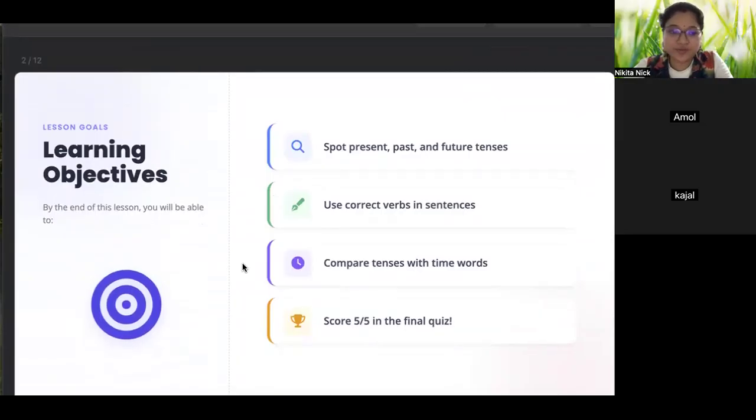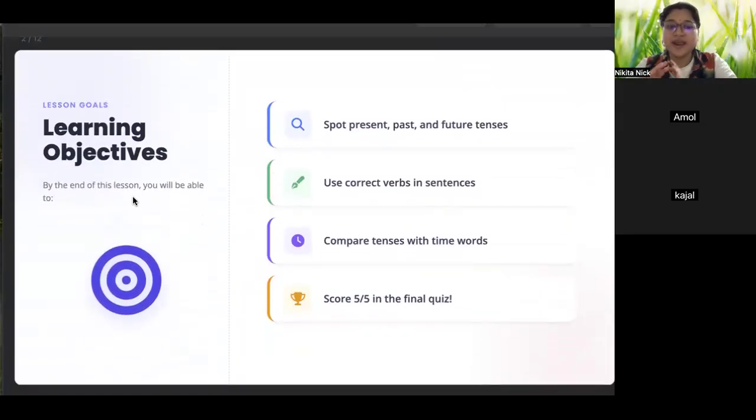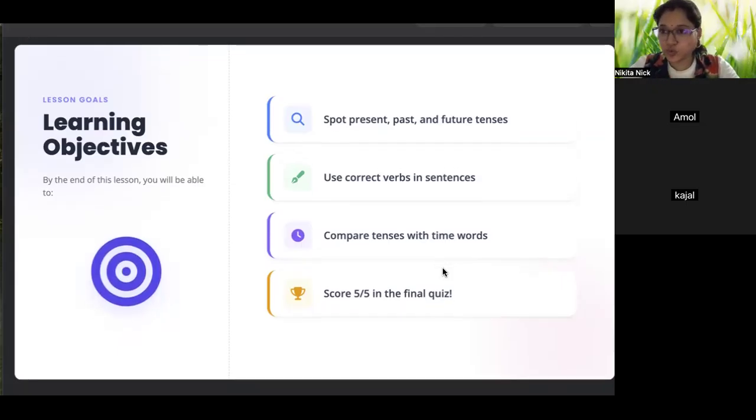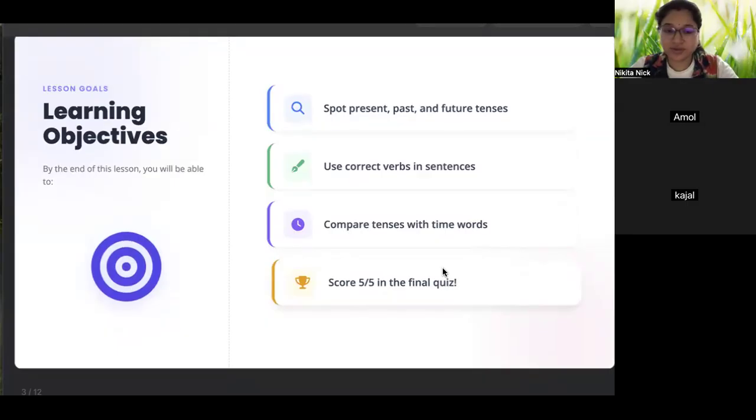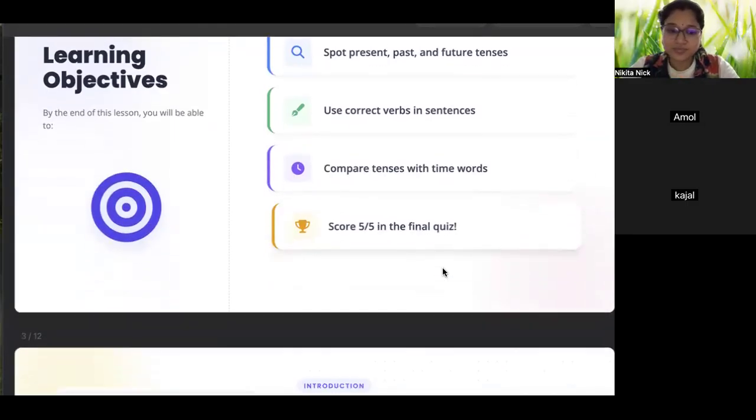Today's learning objective is that by the end of the lesson, you will be able to understand which tense it is, past, present, or future. You will understand how to use correct verbs in sentences, whether I have to use the past verb, the present, or the future, like V1, V2, or V3. You also have to compare tenses with time words. I will give you some quizzes, so be ready for the games. All right? Yes, ma'am.